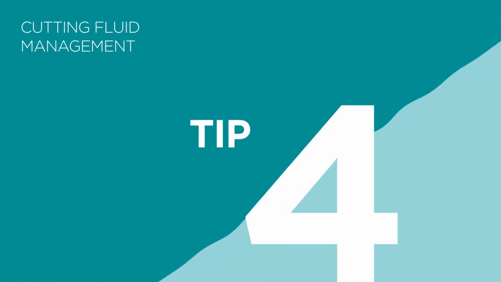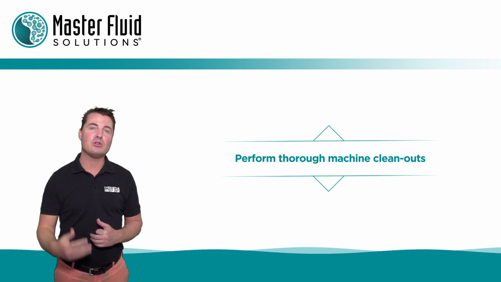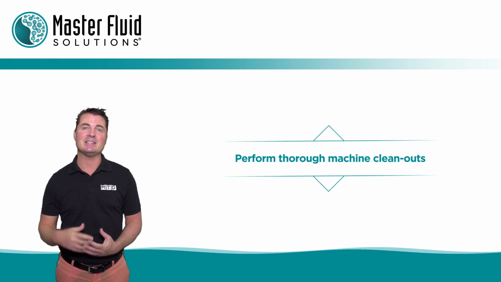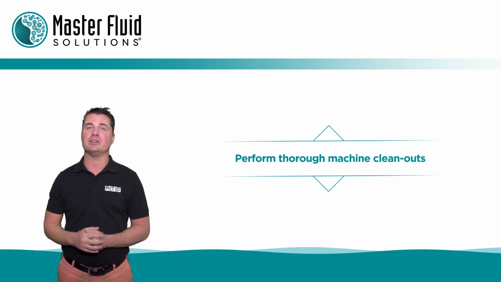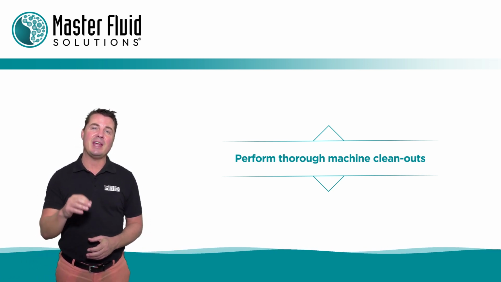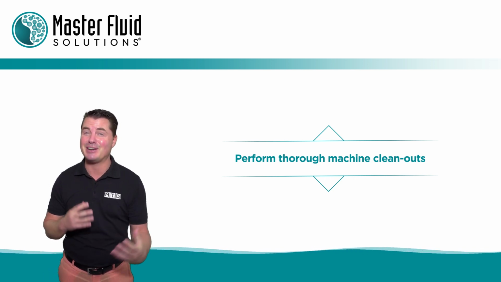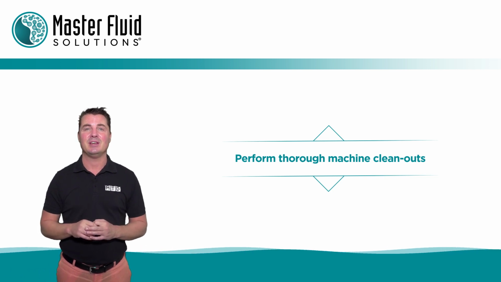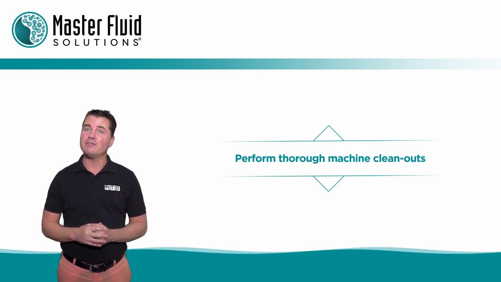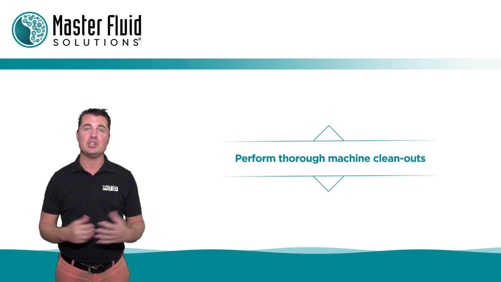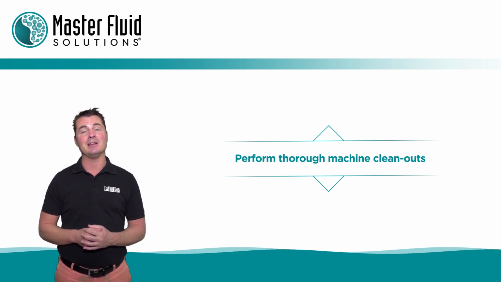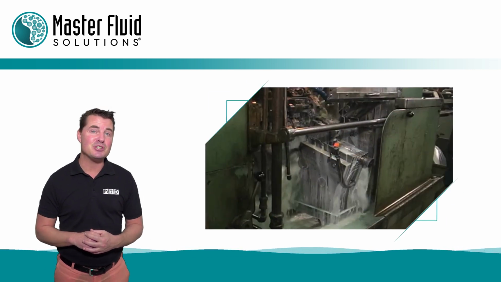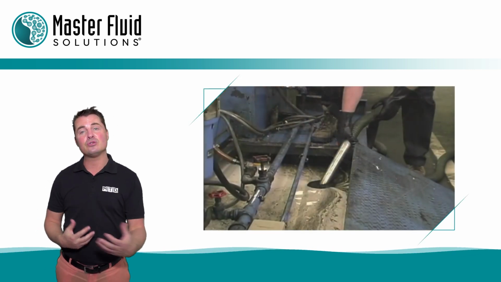4. Perform thorough machine cleanouts. Proper coolant management procedures will help to remove chips and other contaminants that collect throughout the operation. Chip buildup in the sump creates the perfect environment for bacteria to grow and cause foaming and fluid delivery issues. If you let this go unchecked long enough, the fluid will require a full machine cleanout and replacement, and nobody wants that. Make sure to thoroughly clean the entire machine, including chip conveyors and tool changers.